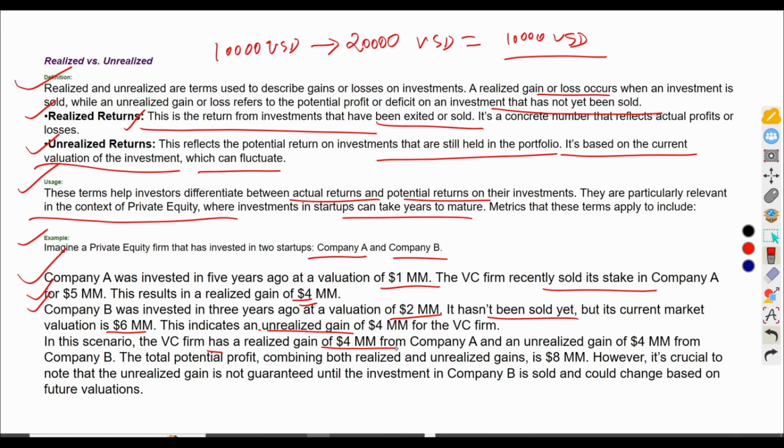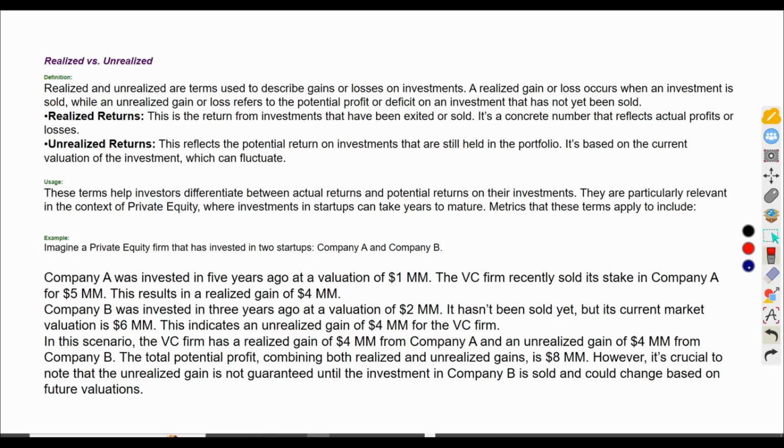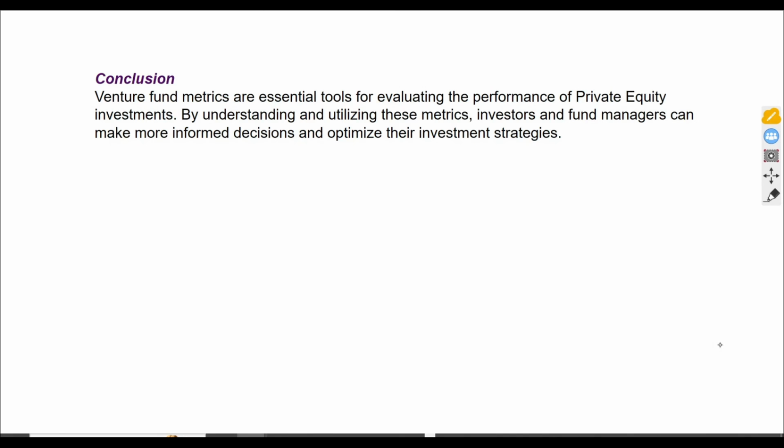The total potential profit combining both realized and unrealized gains is 8 million. However, it's crucial to note that the unrealized gain is not guaranteed until the investment in the company is sold. I hope you got the statement, and it could change based on future valuations. All right, so this is how these metrics work in the private equity business.